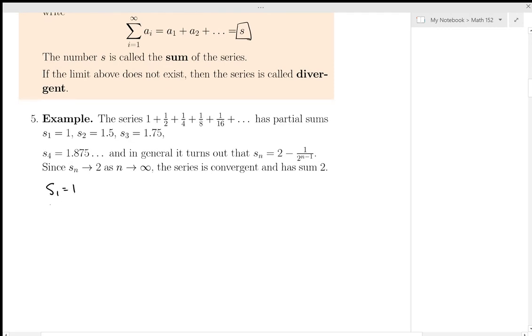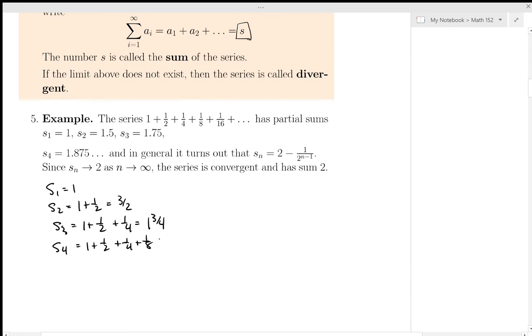S1 is 1, and then S2 is 1 plus a half. That is how that 3 halves came up. And then S3 is 1 plus a half plus a quarter, and that's equal to 1 and 3 quarters. Okay, so then S4 is the first 4 terms, 1 plus a half plus a quarter plus an eighth, etc. S5 is the first 5. So those are the partial sums.